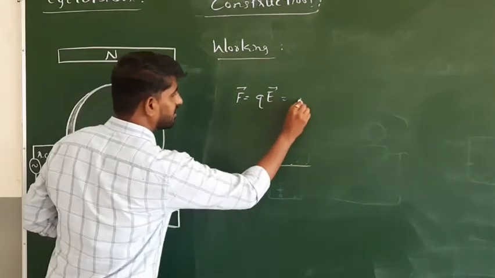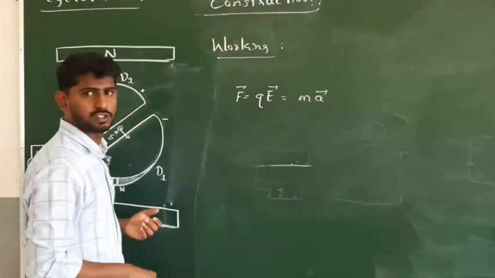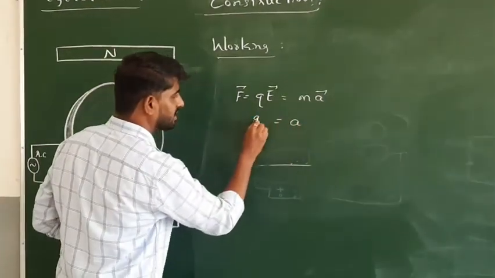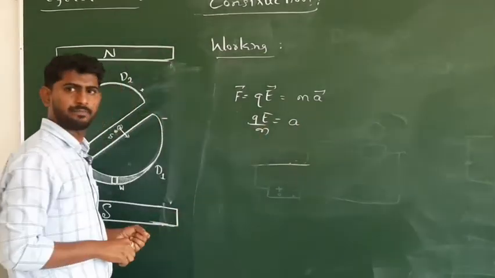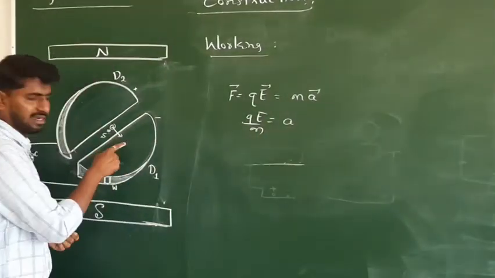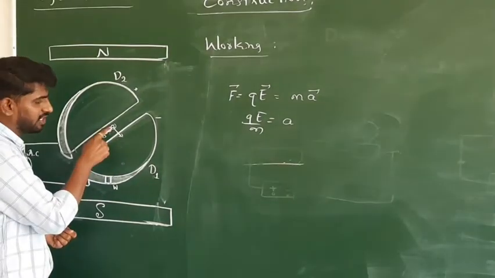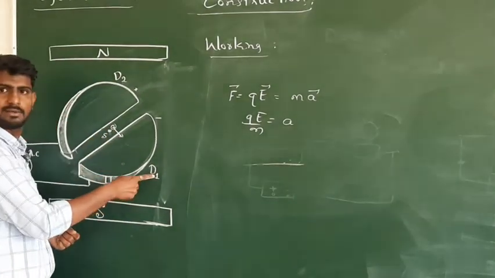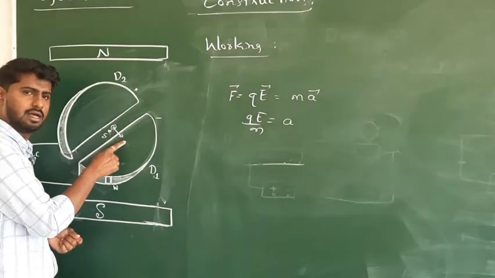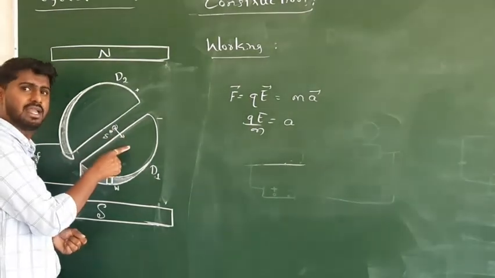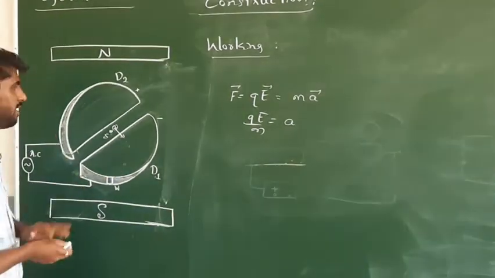If it is experiencing a force, it means it is accelerated. So with what acceleration is it moving? We can get it as qE divided by m. So it is accelerated, and as a result of acceleration it moves towards D1 because it is a positive charge, and it moves towards the negative.